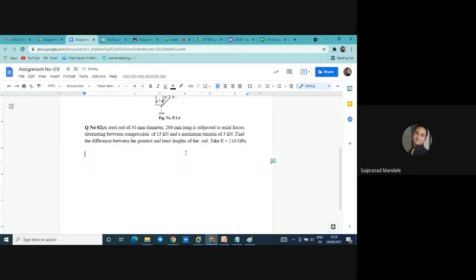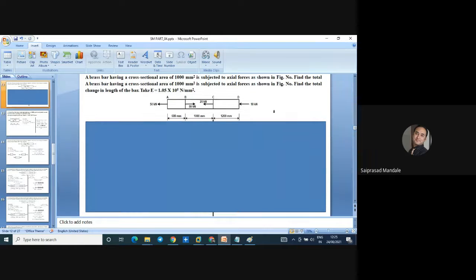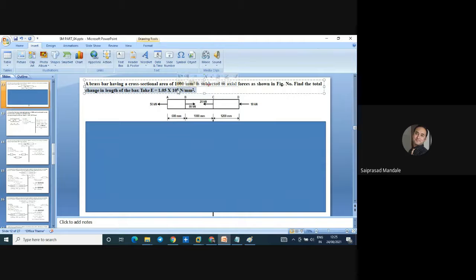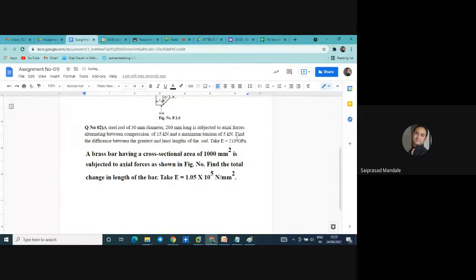Image has been copied. Okay, I'm going to upload this first. This is the next numerical for you. Very simple numerical. Those who understood numerical number 1 can easily solve this numerical. Oh, this is not copied. Copy and okay. Here it is, your numerical number.